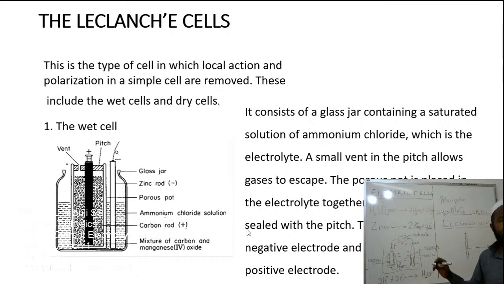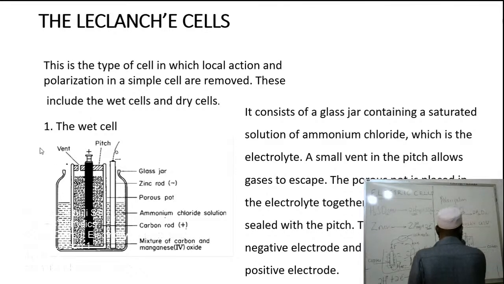Then we insulate it and put it in an electrolyte. The electrolyte this time around is ammonium chloride solution. Inside here, we first place the manganese oxide. What do you think is the purpose of manganese oxide inside here? Yes, you said manganese oxide acts as a depolarizer. Ammonium chloride solution here is the electrolyte.